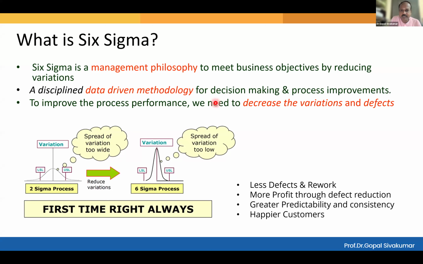Six Sigma is a disciplined data-driven methodology for decision making and process improvement. See here, all of you, ladies and gentlemen, any process by nature will demonstrate a particular pattern. All of you agree with my statement? Any process by nature will demonstrate a particular pattern. For example, if I collect all your age data, will there be a pattern?